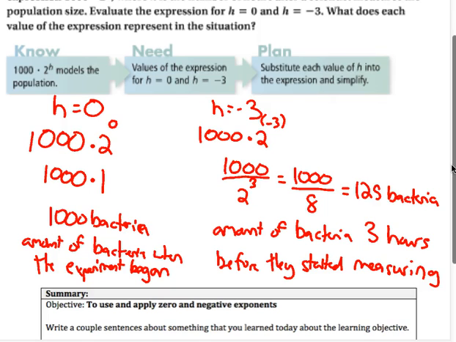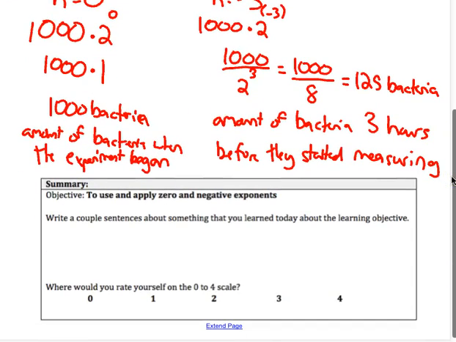All right, and that is going to be all for the notes today. Now, I do want you to look at the bottom of your sheet, or I guess for you, it's the next page of your sheet. This is going to be a summary. I want you to think about our objective, to use and apply 0 and negative exponents, and write a couple sentences about something you learned today about this learning objective. Either a trick you picked up on or anything that you learned today that will help you as we move forward throughout the chapter. A good reflection practice on what you just learned.